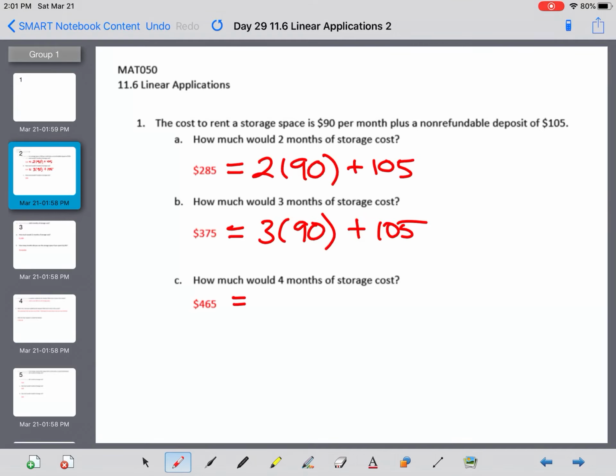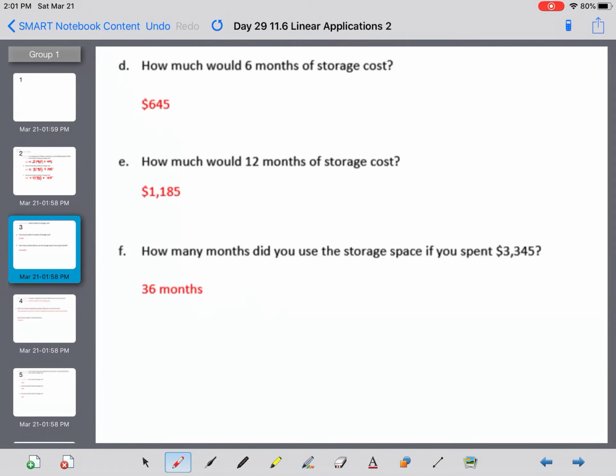For part C, sometimes people are tempted just to double part A because 4 months is twice as long as 2 months. But keep in mind, you're only paying one extra charge of $90, and you're only paying that $105 cost once. If you were to double your value in part A, that would mean that you're paying that $105 non-refundable one-time deposit 2 times, and that's just not the case. So we get $465.